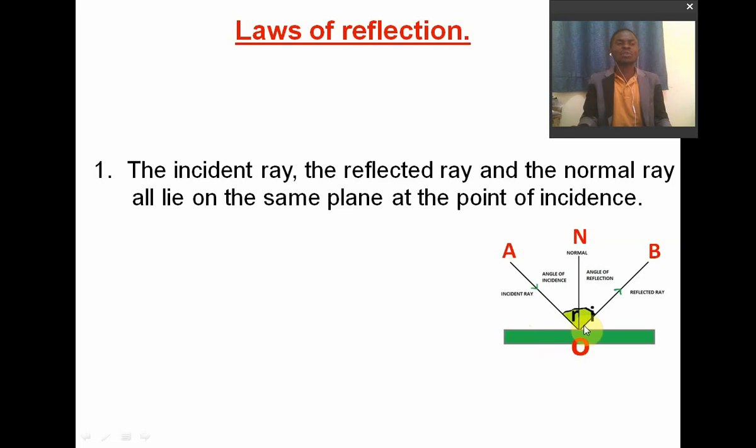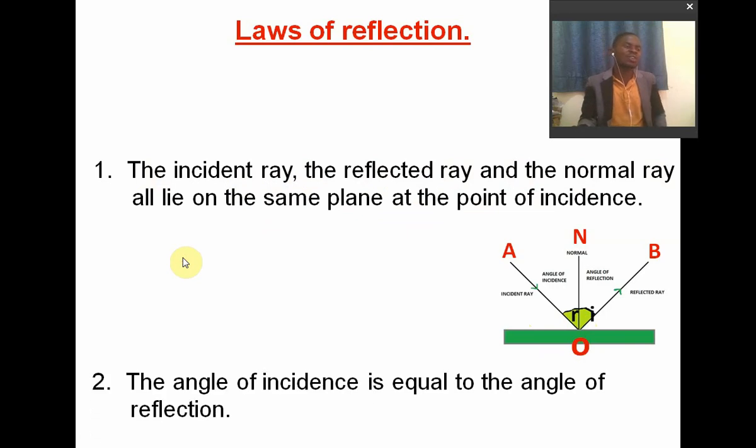At the point of incidence, which is marked with the letter O. Are we together? So we are saying that the incident ray, the reflected ray, and the normal ray all lie on the same plane at the point of incidence. That is our first law of reflection.